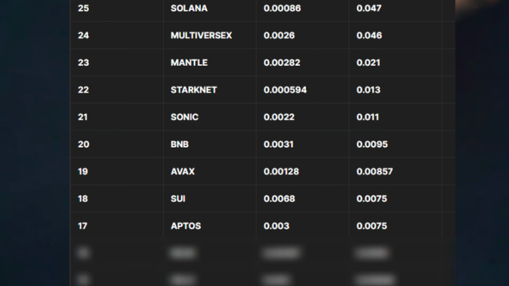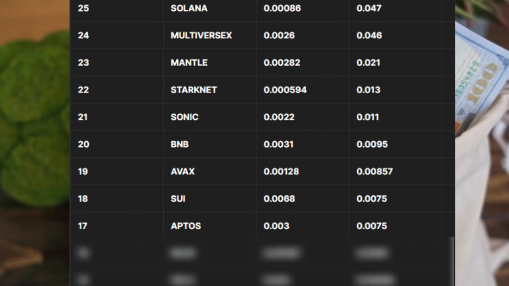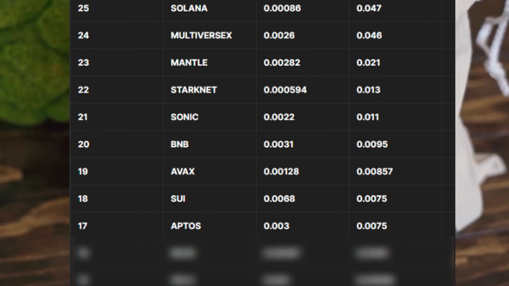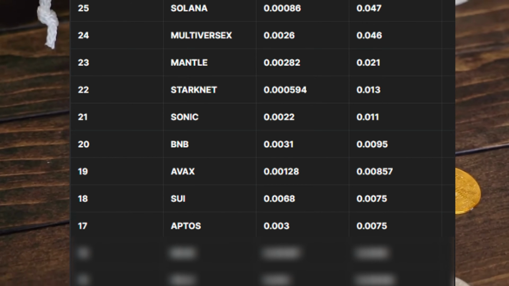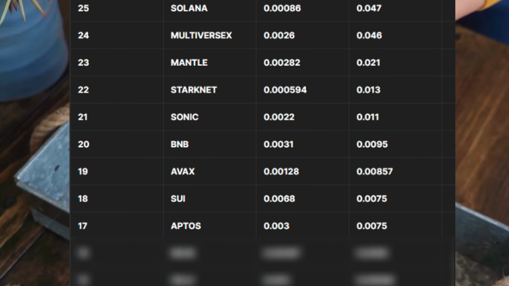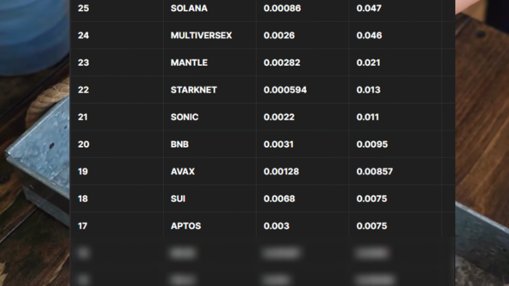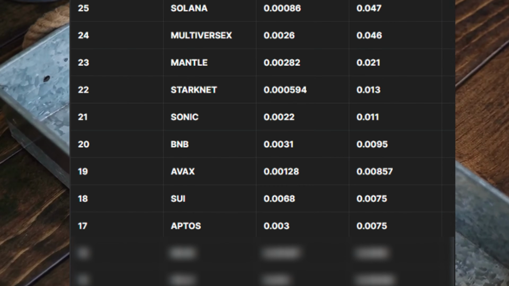Then we have Sui and Aptos at 18th and 17th, and these were probably also expected to be very, very low on the list. And their transfer costs are also very similar to their swap costs. So the swap costs are identical on Sui and Aptos right now. And on the transfer cost, Aptos is actually 2 times cheaper than Sui, but it needs to be said that Sui is probably a lot more active as a chain in terms of transactions compared to Aptos, but they're still ranking very, very well on this list.